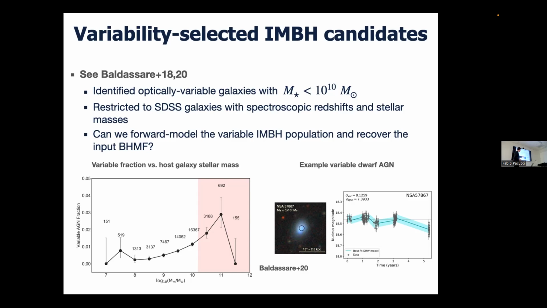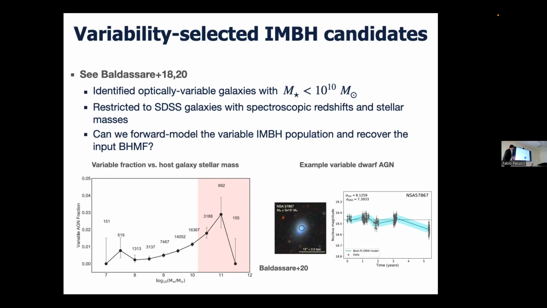And what you get is, she found these quite convincing low stellar mass dwarf galaxies that have the stochastic variability that we might expect for a smaller supermassive black hole. So these are quite interesting, and you can see that below 10^10, maybe 10^9, maybe even 10^8, the fraction of these dwarf galaxies that have this variability is non-zero. So that's quite interesting.